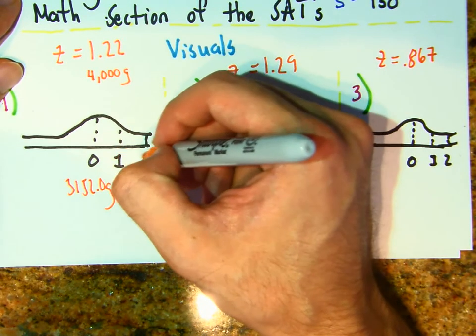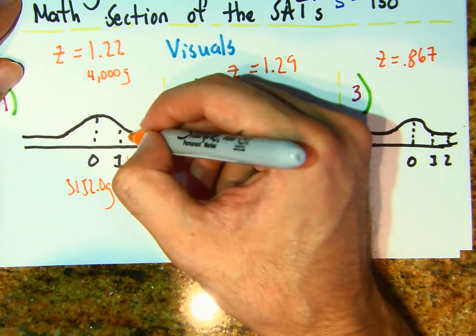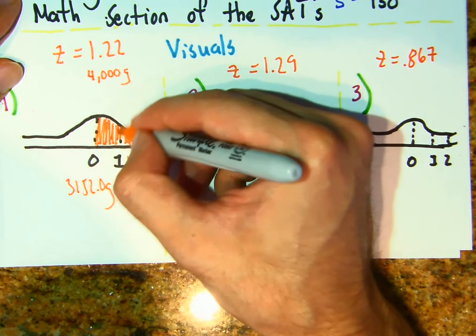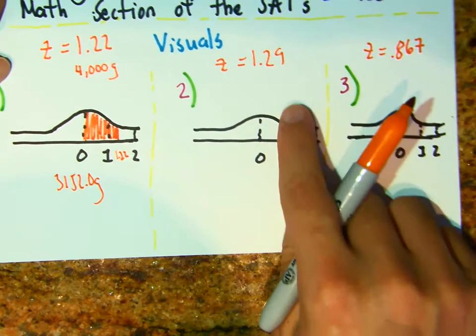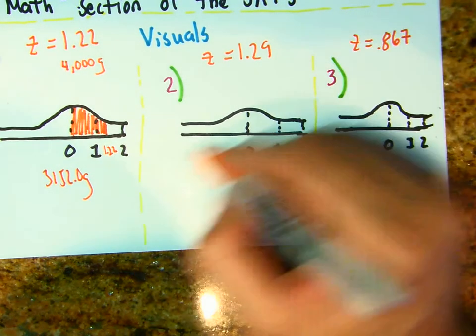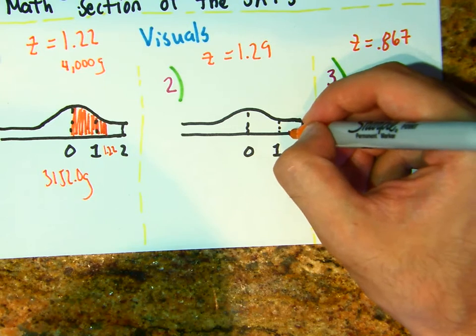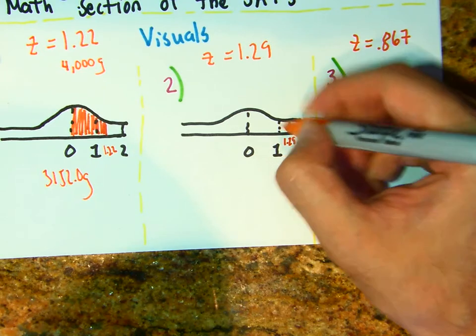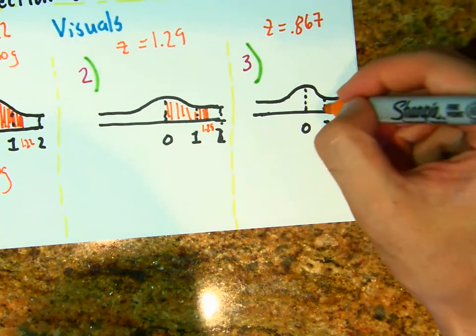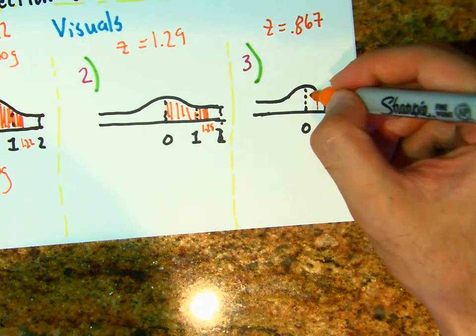So if this is 1 and this is 2, 1.22 is somewhere here. And notice that they are this much above the mean. What about this example here? 1.29 will be a little bit above the 1.22, so it'll be somewhere over here, and this is 1.29. Okay, and this one over here at 0.867, this is a little bit below 1, so we're over here.